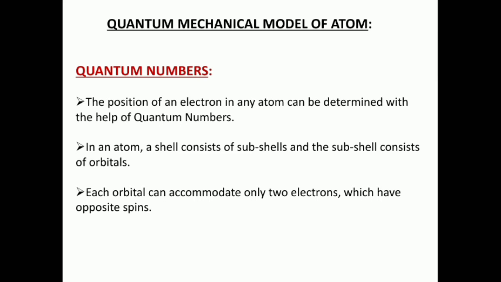So each orbital can accommodate only two electrons which have opposite spins. For example, in a particular orbital, say the 1s orbital, we can accommodate a maximum of only two electrons which have opposite spins, either spin up or spin down, which will be discussed again later. So now let's go to the next slide.